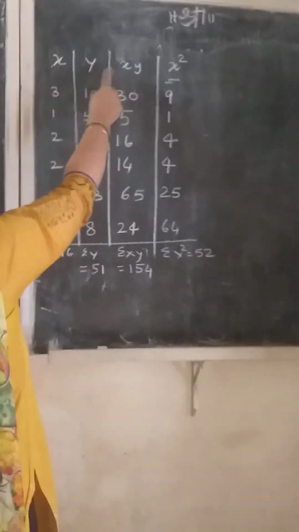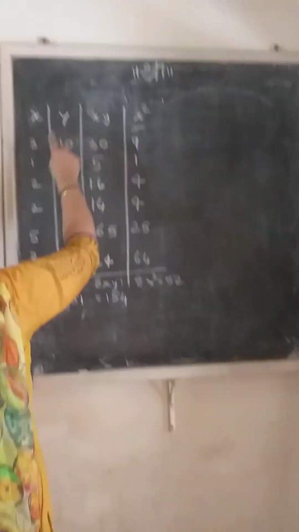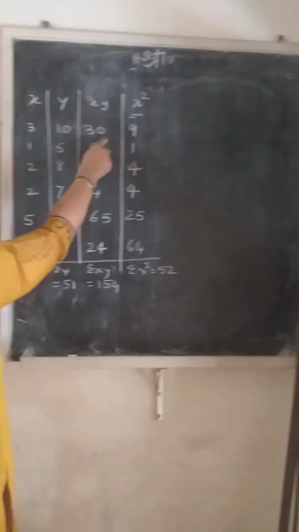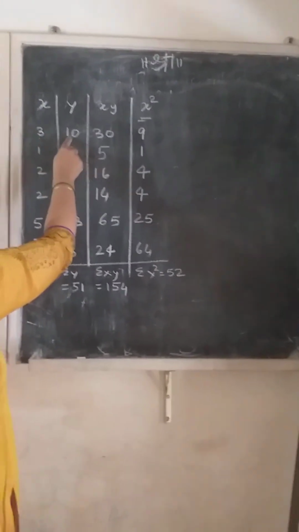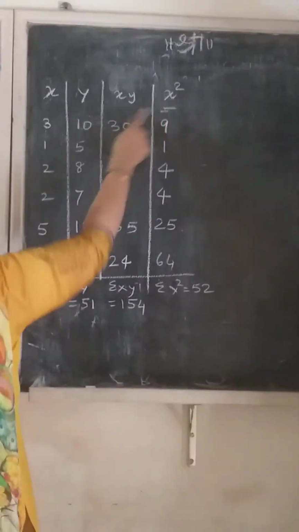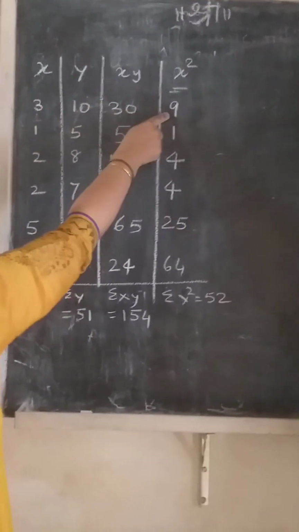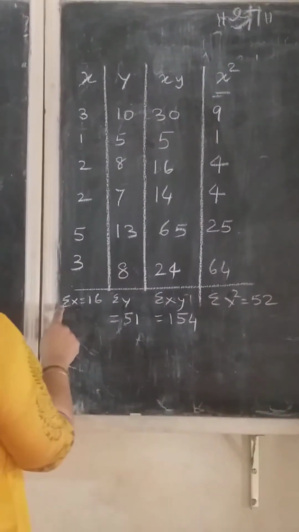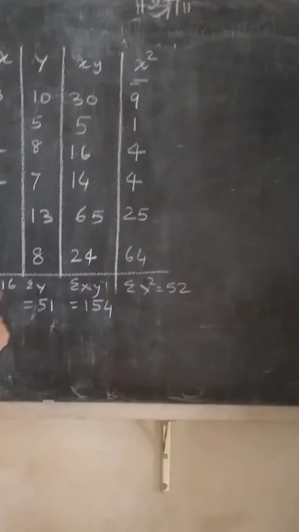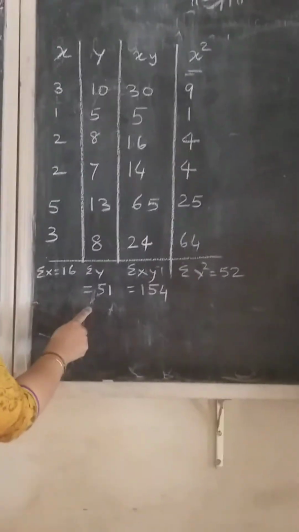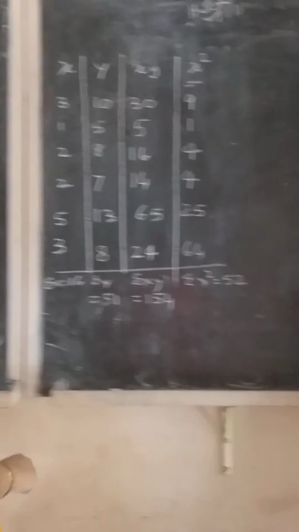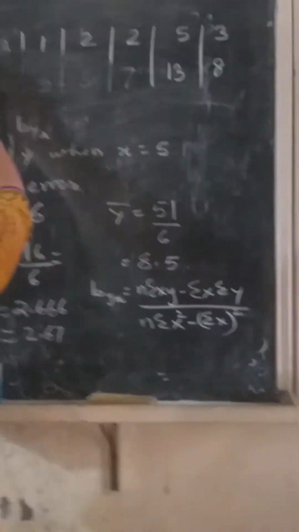So xy and x square. I have written all these things. The next is xy, so x into y. So 3 times 10 is 30. X square is x square, so 3 square is 9. Likewise, I have done this calculation, and finally I have arrived at the steps where I am getting summation x as 16, summation y is 51, summation xy is 154 and summation x square as 52. Now my next step is to calculate b y x.